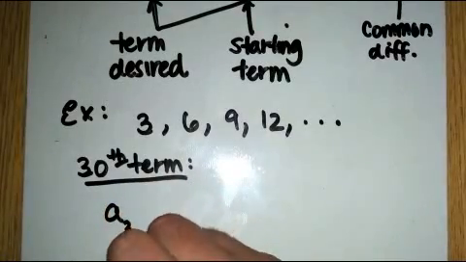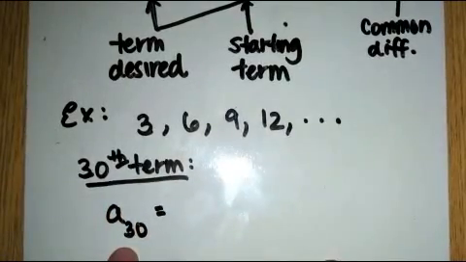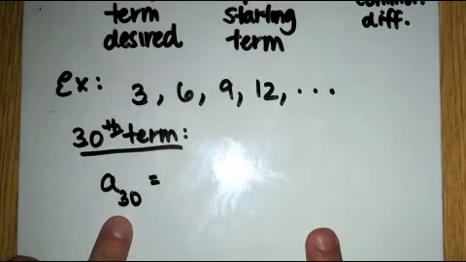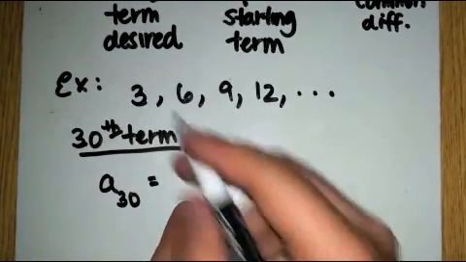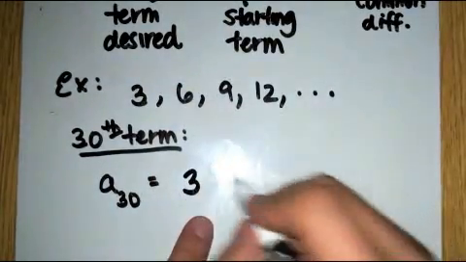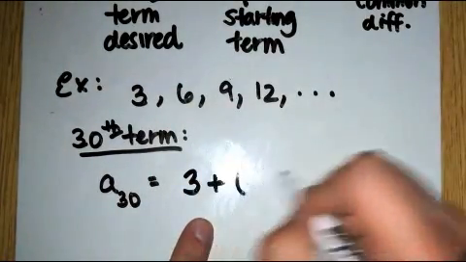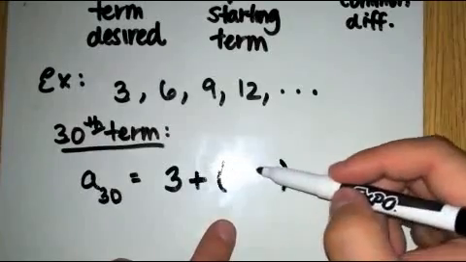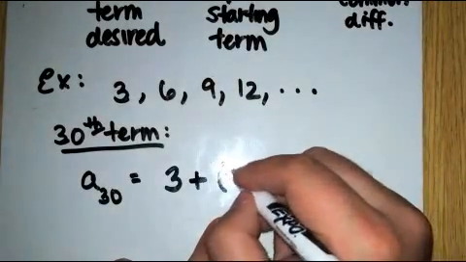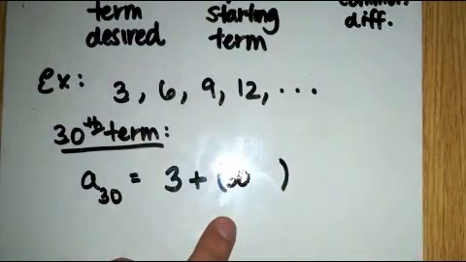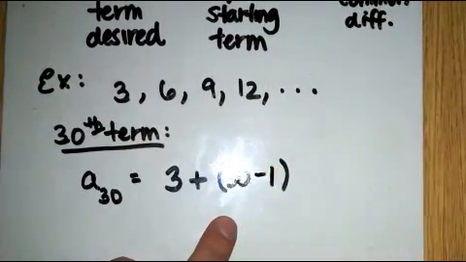A sub 30, because 30, isn't that the term that we're looking for? That's the desired number, right? Okay, a sub 1 is going to go next. What was our starting term here? It's 3 plus n minus 1. Now, n is the term that I'm after. N here is 30. Okay? Subtract 1. That's just a given.